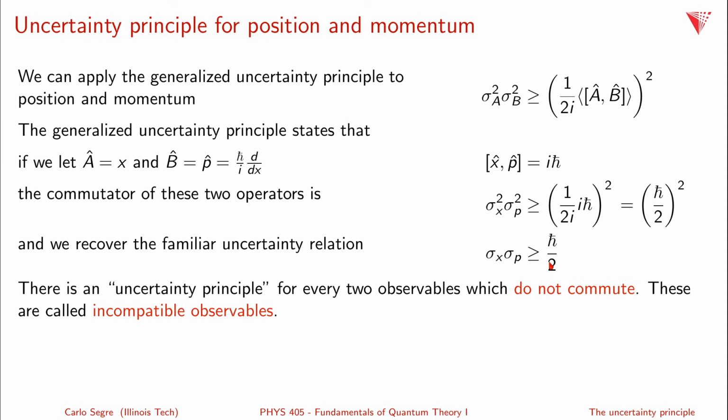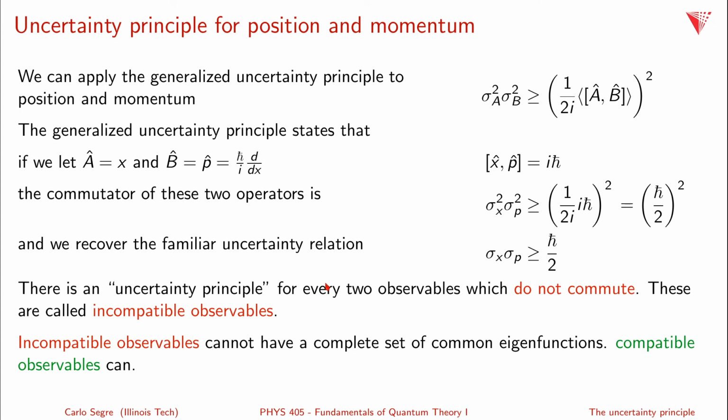So this leads us to a notion that the uncertainty principle is not specific to position and momentum, but it's general. Every two observables which do not commute have an uncertainty principle underlying what you can measure of them. That is, their variances or their sigmas. These are called incompatible observables. So two observables which do not commute are called incompatible observables. We'll see more of them as we move on into three-dimensional quantum mechanics.